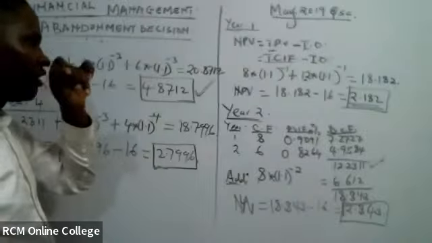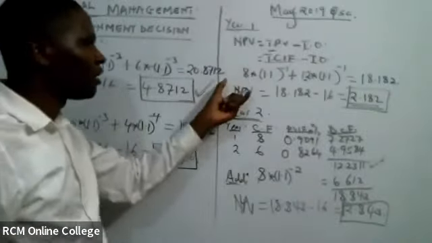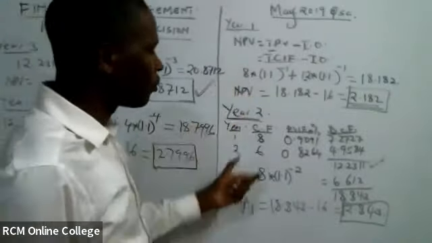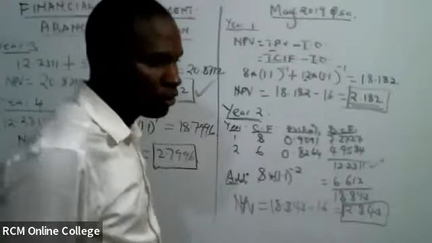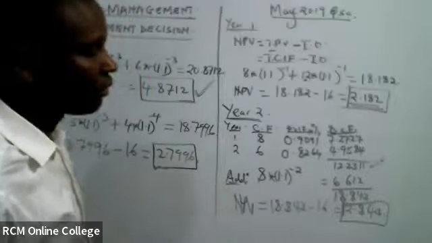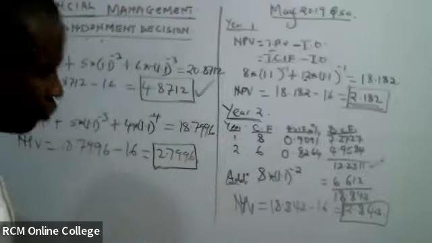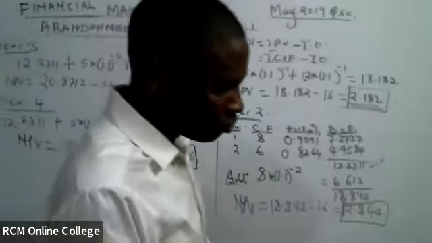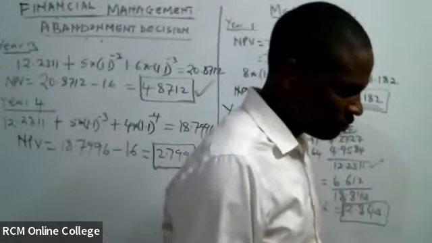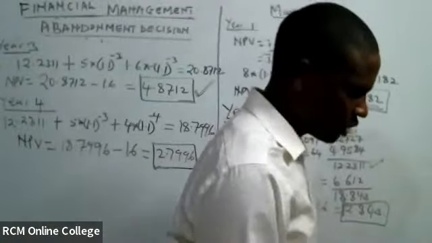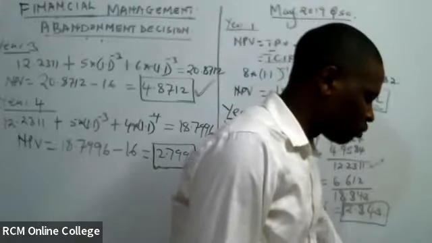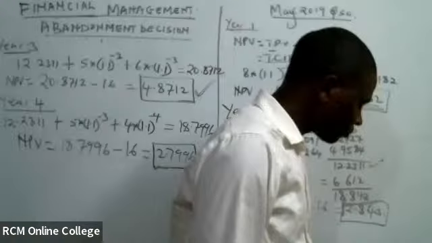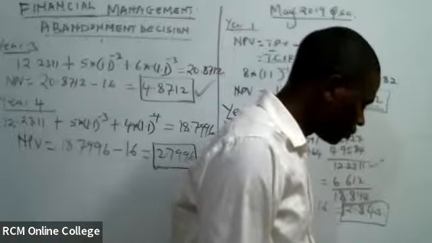When the NPV is high, it is not advisable to abandon at this point. It is advisable to abandon at year 3. So the concept there, class, is just to understand how NPV is done. Once you understand how NPV is done, you are good.